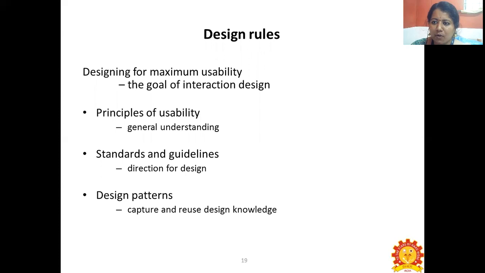Next, we are going to see the design rules, designing for maximum usability. Its main goal is interaction design. So here we'll have principles of usability, standards and guidelines, and lastly design patterns. The principles of usability mainly focus on general understanding, whereas the standards and guidelines focus on directions for the design. The design pattern will capture and reuse design knowledge.